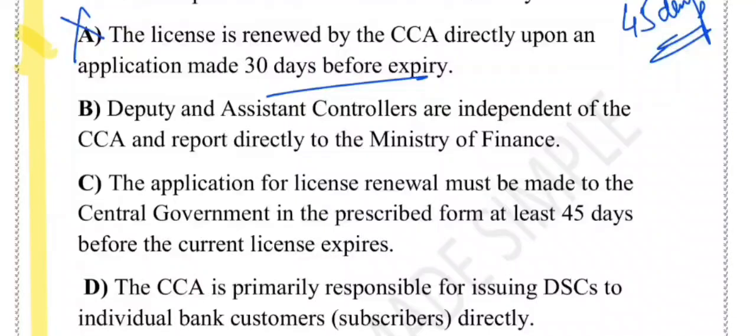So this is the wrong hierarchy. Actually, deputy and assistant controller, they work under the CCA. They assist the CCA. They are not independent authority. B is wrong. So what about D?